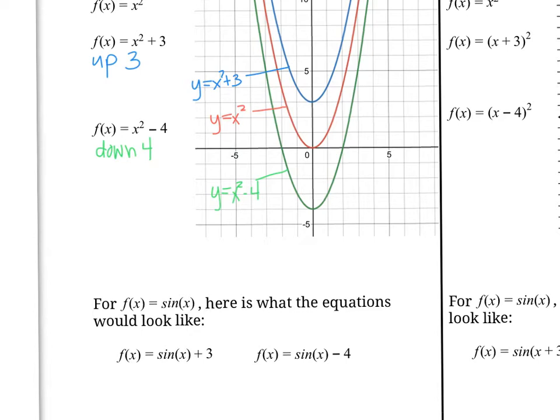What if we add 3 and subtract 4 to another function like sine x? So here's the other parent function. We can plot into Desmos, but it's going to do the same thing. It's still going to move it up 3. And if we subtract 4 from the function, it's going to move it down 4.